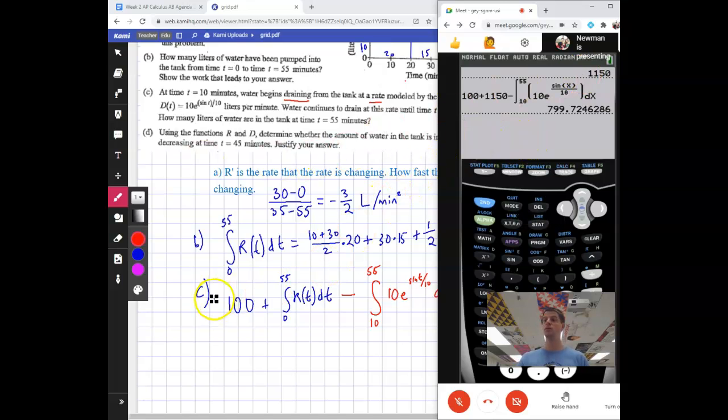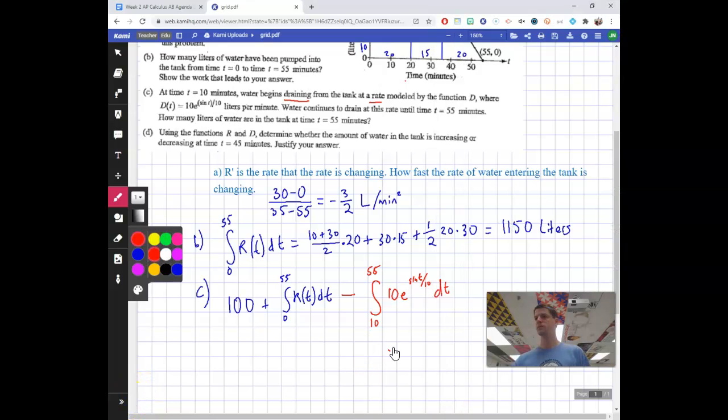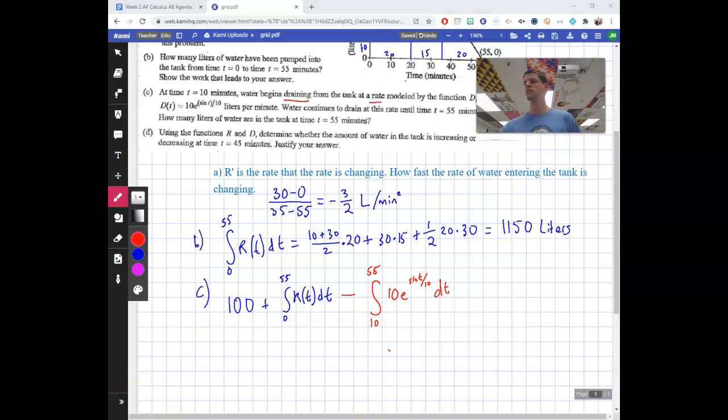799.724 or 725. So let's go ahead and write this down here. Equals 799.724 or 5. Of course, I'm writing this down. Make sure you don't write it like that on the test. Only write one of those two numbers. All right. And how many liters of water in the tank? That is going to be liters.